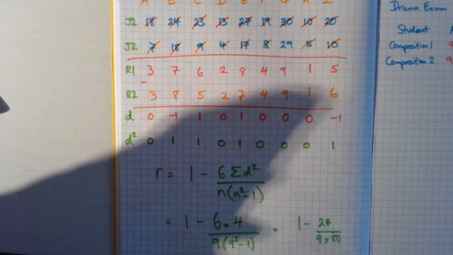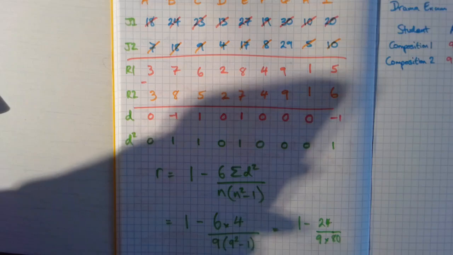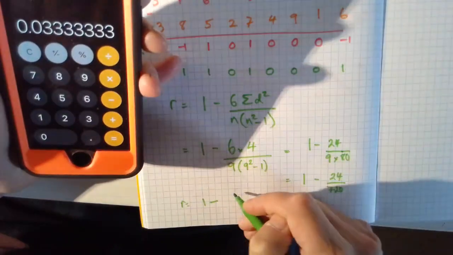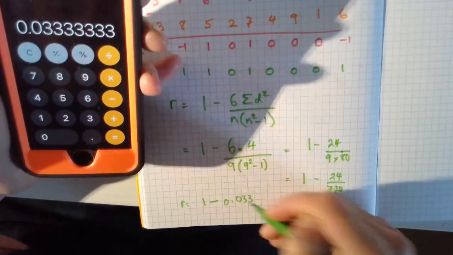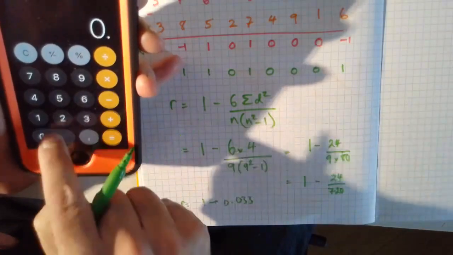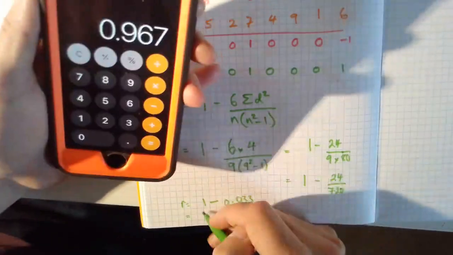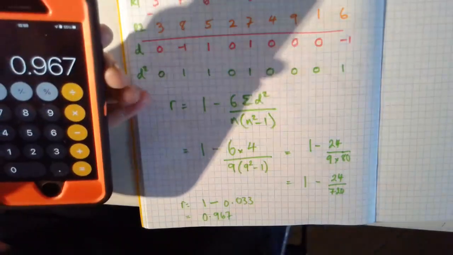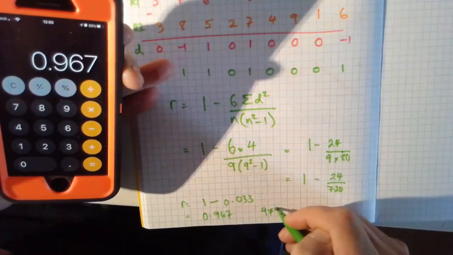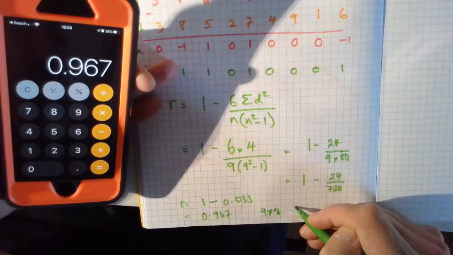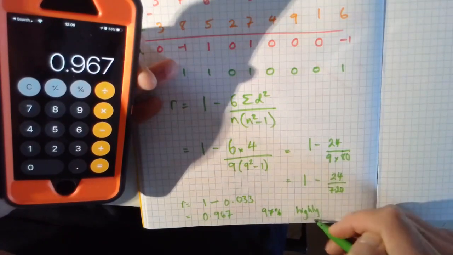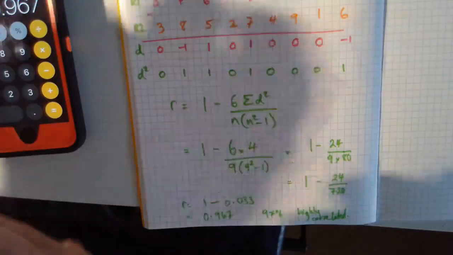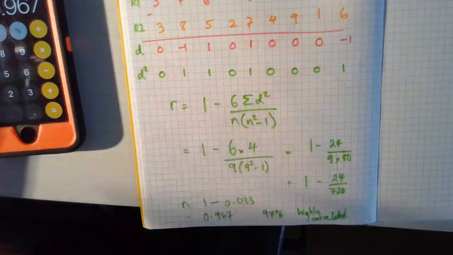Now if we type this into our calculator, 24 divided by 720 is 0.033, and then if we do 1 minus 0.033, we get a correlation value of 0.967. So the judges are pretty much in agreement, 97% in agreement, so they're highly correlated. Okay, so that's how we decide whether the judges are in agreement in this case.